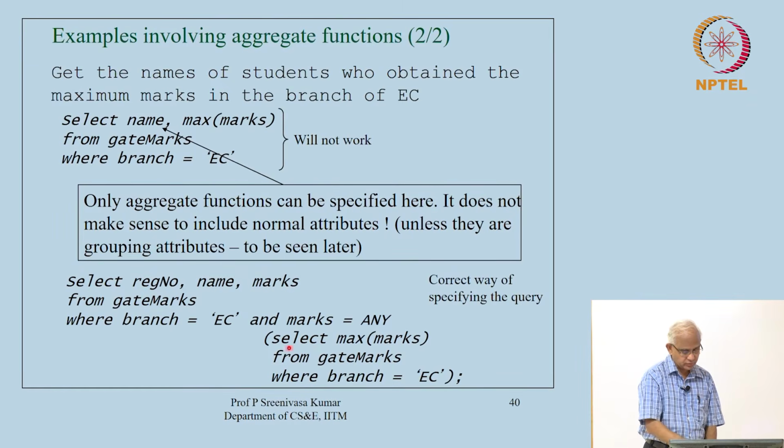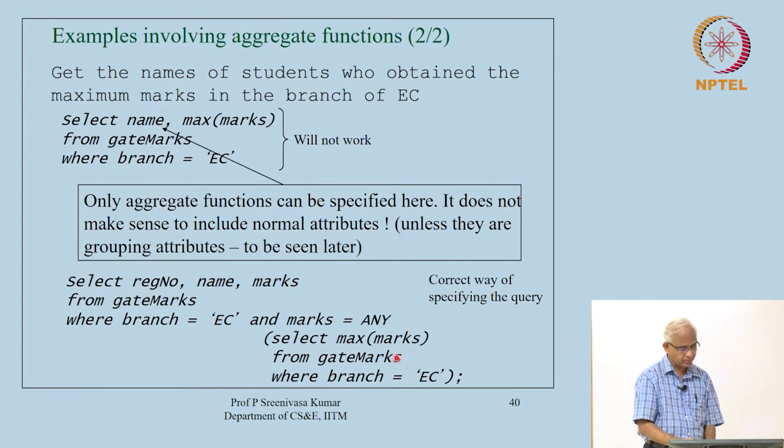So, the correct way of handling this is to first, in a subquery, find out the maximum marks. That can be done easily as select max marks from get marks where branch equal to EC. So, now you know what that max marks is, there is one value, and in the outer query you are looking for tuples whose branch is EC and the marks is equal to this maximum marks, whatever the maximum marks that has been obtained.